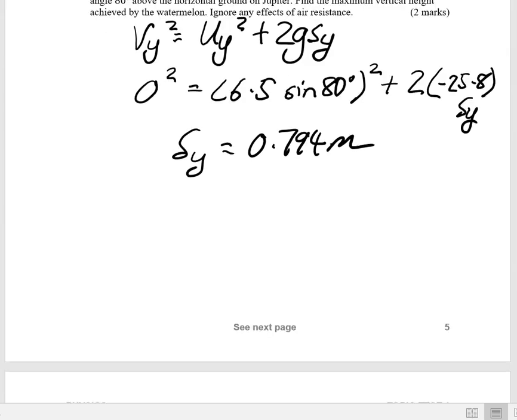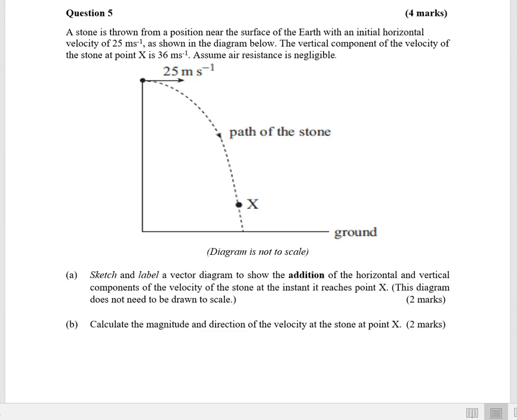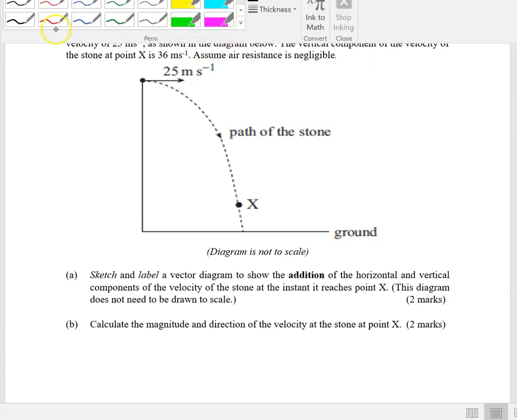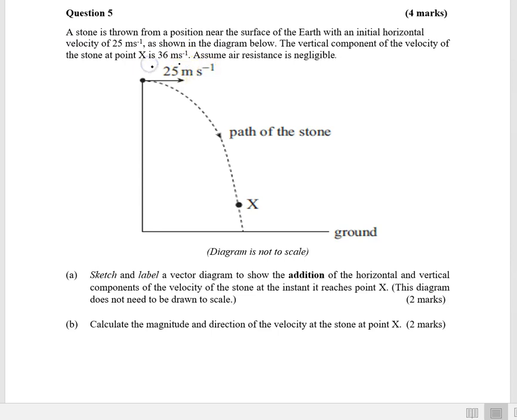I will move on. Question number 5. A stone is thrown from a position near the Earth's surface with an initial horizontal velocity of 25 meters per second, as shown in the diagram. The vertical component of the velocity of the stone at position X is 36 meters per second. So at X here, the vertical component is 36. Assume air resistance is negligible. Sketch and label a vector diagram to show the addition of the horizontal and vertical components of the velocity at the instant you reach point X.